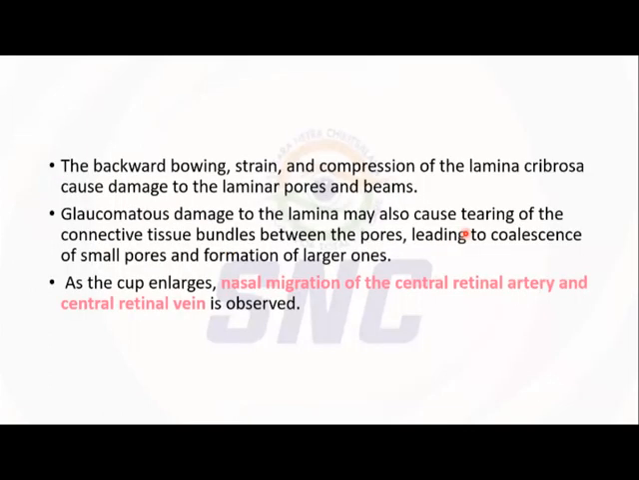Backward-moving strain and compression of the lamina cribrosa cause damage to the laminar pores and beams. The glaucomatous damage to the lamina cribrosa also causes tearing of the connective tissue bundles between the pores, leading to coalescence of the small pores and forming bigger, larger pores. And the cup enlarges. The nasal migration of the central retinal artery and retinal vein is also observed.